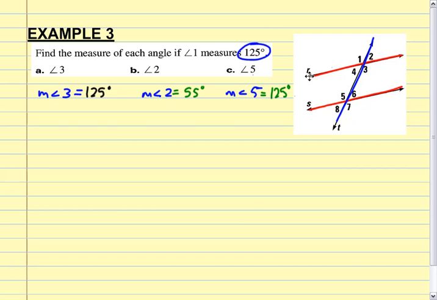How would you describe angle 1 and angle 2? You would say that they are adjacent. That's true. And they're supplementary.